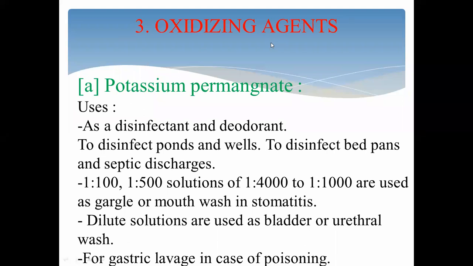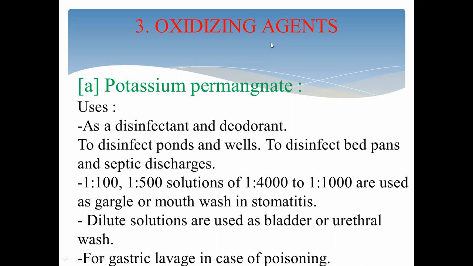Then to treat stomatitis, which means oral mucositis, any condition with painful swelling and sore inside the mouth, gargles and mouthwashes are the preparations used. In this preparation, potassium permanganate is given in these proportions: 1 in 4,000 to 1 in 1,000. Then dilute solution is used as a bladder or urethral wash.